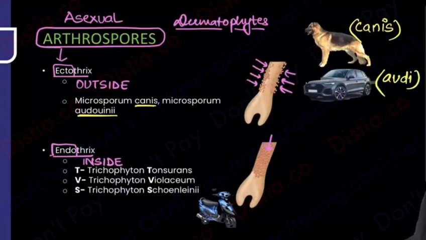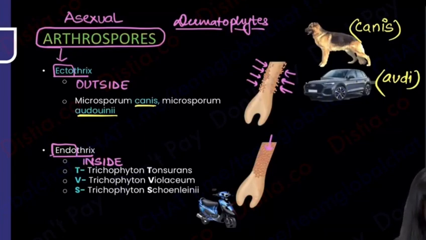So remember, for ectotrichs, you will learn about the dog, which is canis, which will always go out, or audini, that is the Audi car, which is always going to be on the road for show off. Whereas if you want to roam around inside your colony, which is the best vehicle, which a lot of you will agree with me, the best vehicle to roam around in your own colony and especially in traffic cities, that is TVS Scooty.